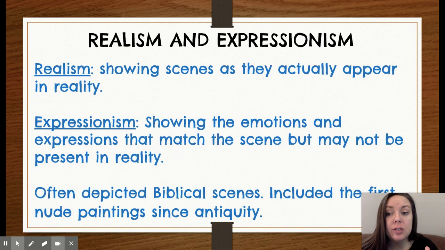Realism and expressionism. Realism is showing scenes as they actually appear in reality. This was new. They often idealized figures before this and didn't really show true emotion. Expressionism is showing emotional expressions that match the scene. These are often depicted in biblical scenes, including the first nude painting since antiquity.